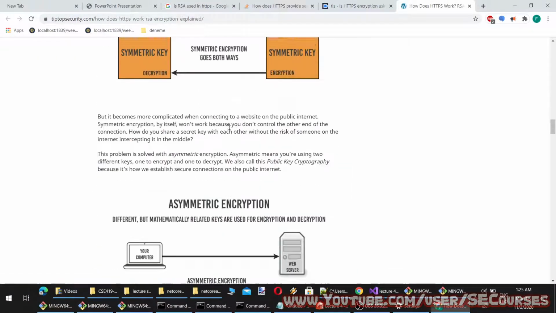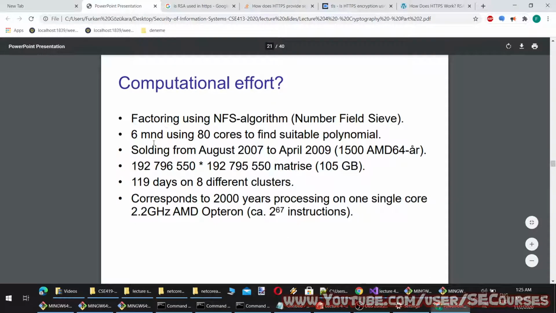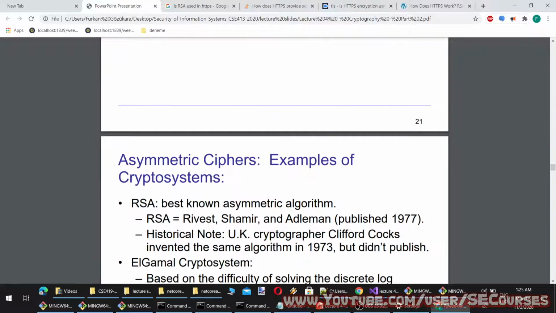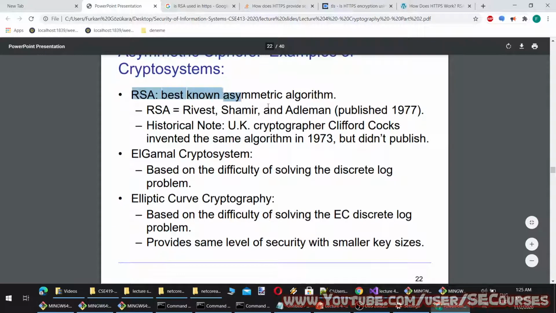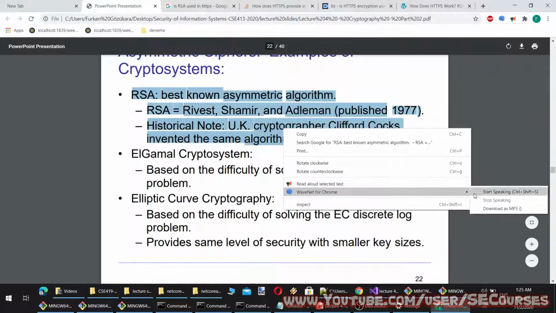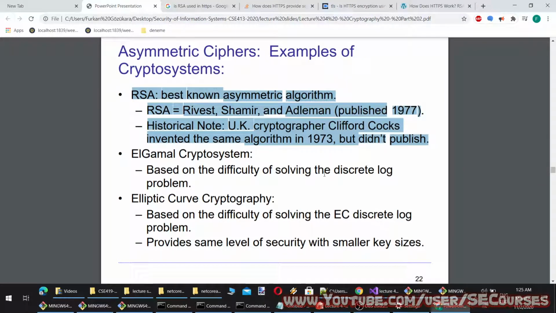There is so much information that you can find on the internet until you understand it. About computational effort, if you use small numbers, they can be easily decrypted at the moment. And let's see some asymmetric ciphers. Examples of cryptosystems: RSA, the best known asymmetric algorithm. RSA equals Rivest, Shamir, and Adelman, published 1977. Historical note: UK cryptographer Clifford Cocks invented the same algorithm in 1973, but didn't publish.